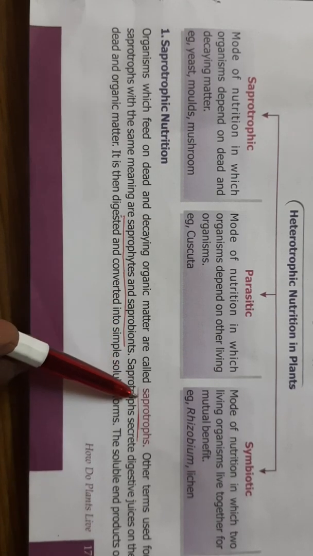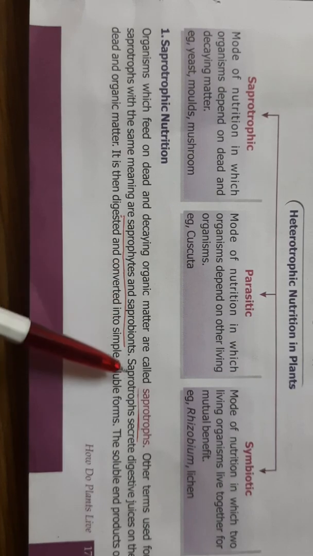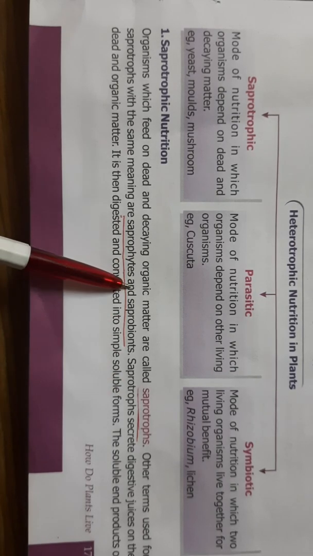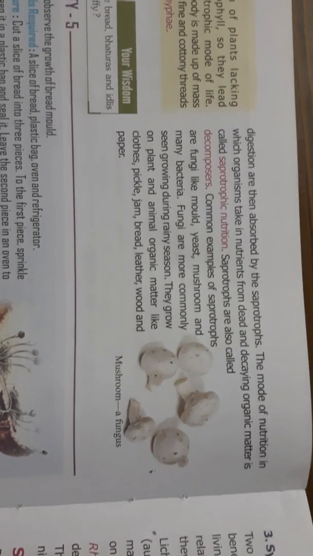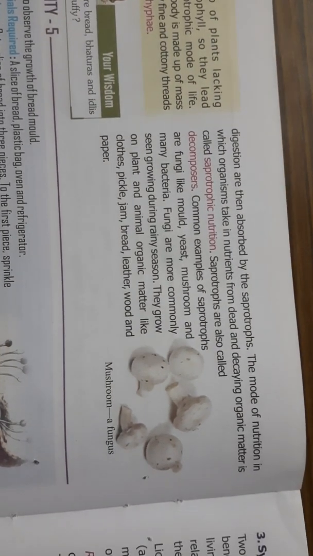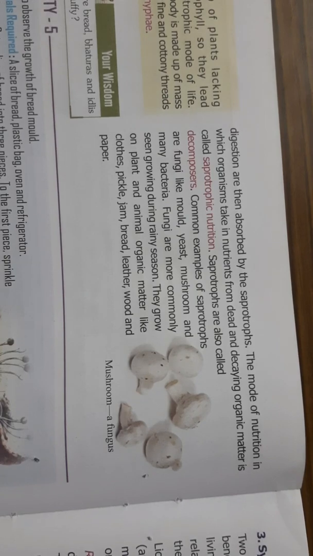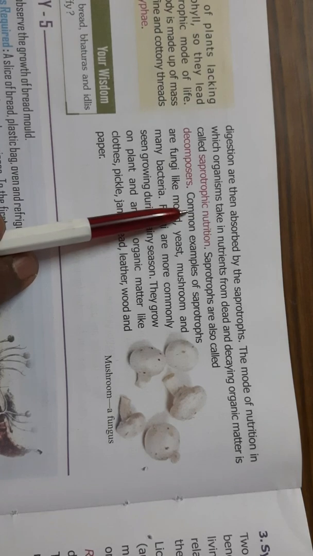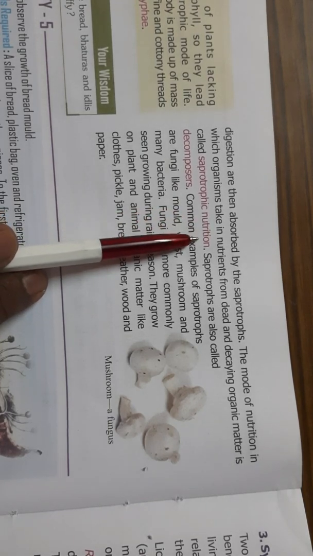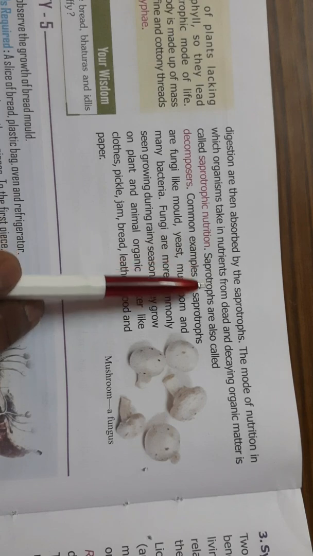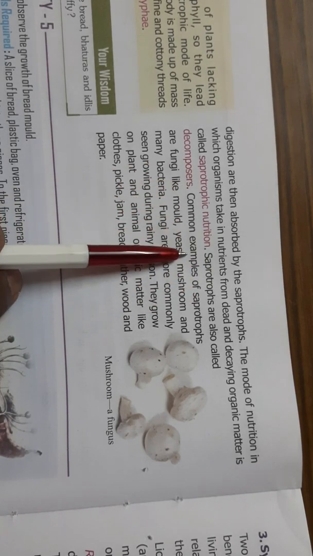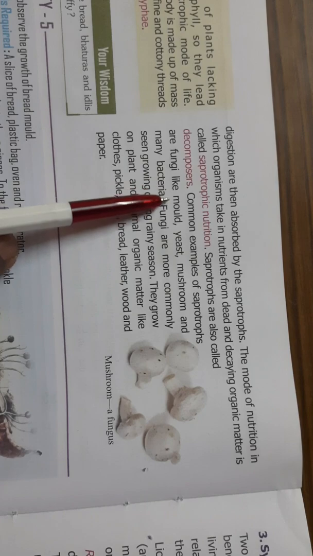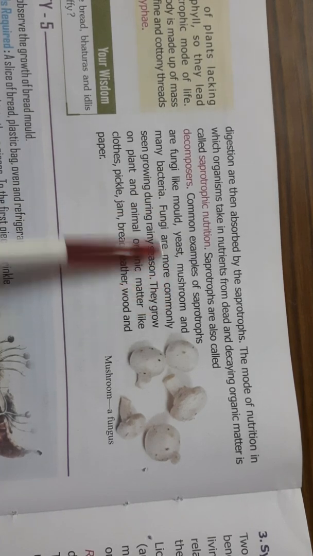So these saprotrophs or saprophytes secrete digestive juices onto the dead and organic matter. The mode of nutrition in the organisms which take in nutrients from dead and organic matter is called saprotrophic nutrition. They are also called decomposers. Some examples are fungi like mold, yeast, mushroom and many bacteria.